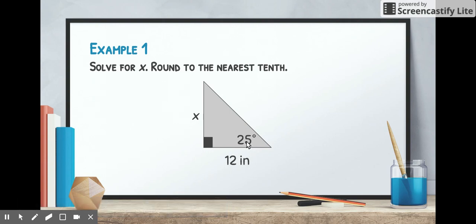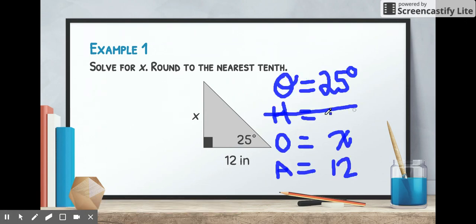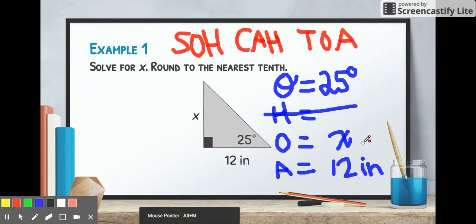And then I want to figure out if I know anything about the hypotenuse, the side opposite my reference angle, and the adjacent. So I would write my reference angle. I don't know anything about the hypotenuse, so I'm just going to scratch that out. We know the opposite is going to be x, so that's what we're solving for. And then we have the adjacent side is 12, technically inches. So from here, I want to think about SOH CAH TOA and figure out which trig ratio is going to help me solve for x with the information that I have.